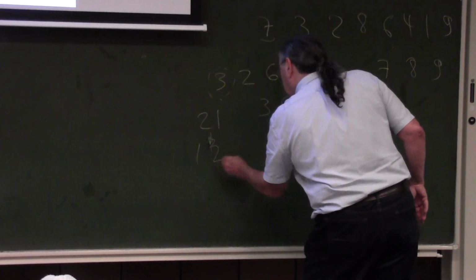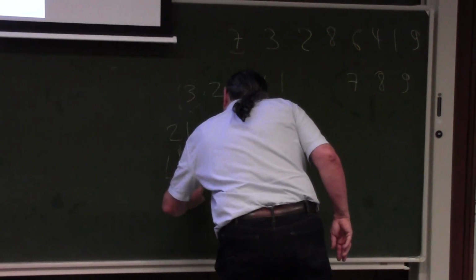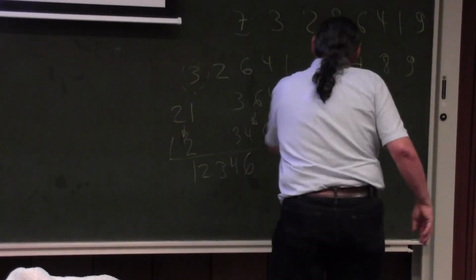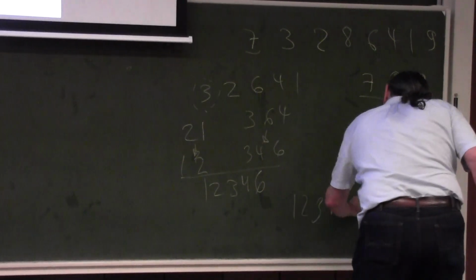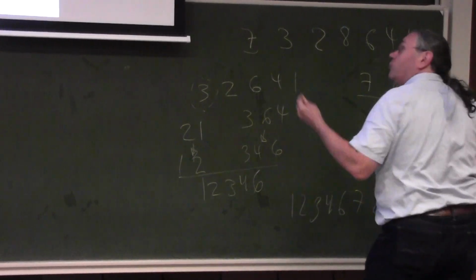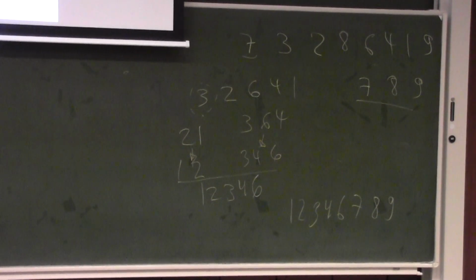This gives me 1, 2. This gives me 3, 4, 6. If I append them, it gives me 1, 2, 3, 4, 6. And then if I append these two, it gives me 1, 2, 3, 4, 6, 7, 8, 9. So you see how it works. It's a very straightforward kind of divide and conquer.